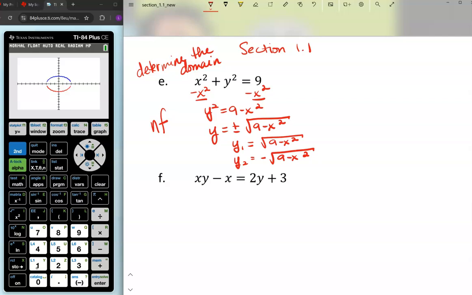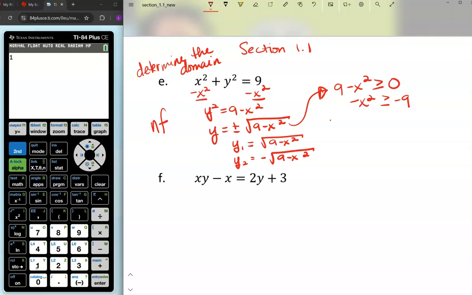If you wanted to see why it was not a function algebraically, then what you would do is this part has to be non-negative. So we have 9 minus x squared is greater than or equal to 0. So negative x squared is greater than or equal to negative 9. And then we're going to divide by that negative. And if you remember on an inequality, when we divide by a negative, the inequality flips over. So x squared is now less than or equal to positive 9.